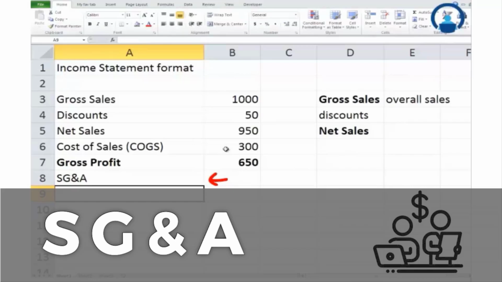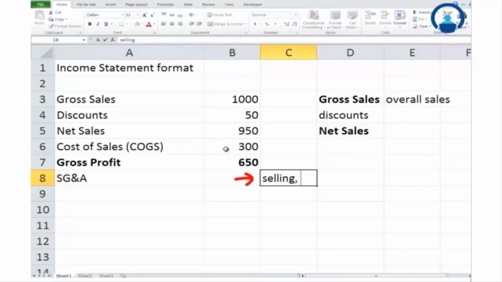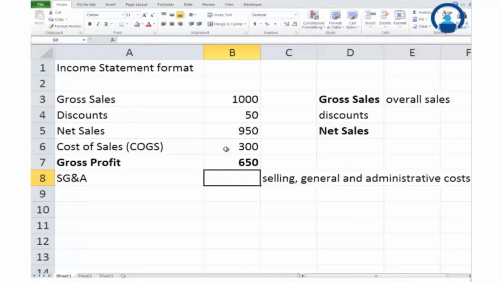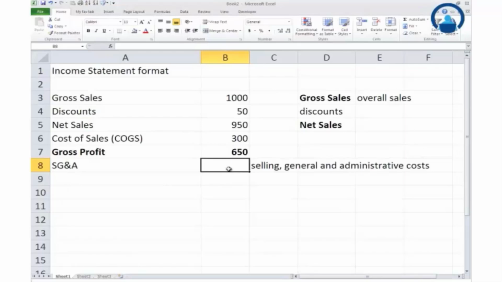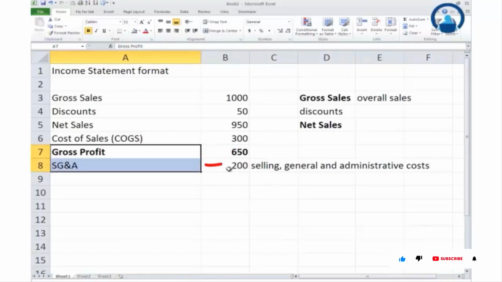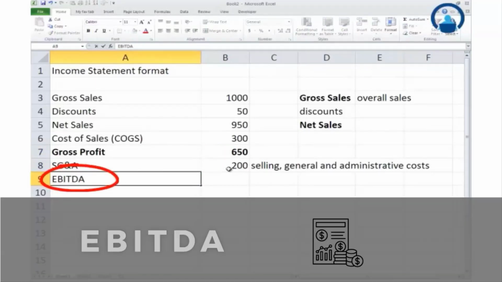After the gross profit, what we have next is the selling, general and administrative costs, also called SG&A. So what are selling, general and administrative costs? They are expenses which are closely related to the sales of the company but are not included in the cost of sales. These can be related to payrolls, general advertisement expenses or administrative expenses. Let us assume here that SG&A expenses are 200, and the difference between the gross profit and SG&A expense is EBITDA in this case.